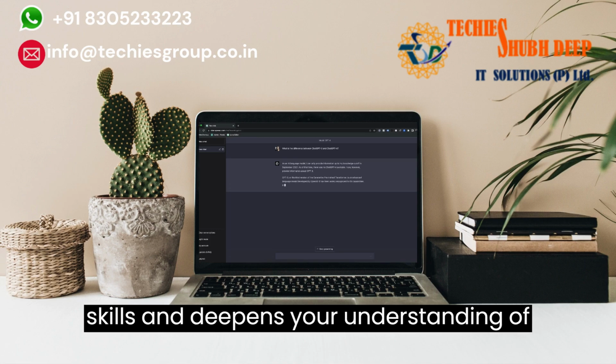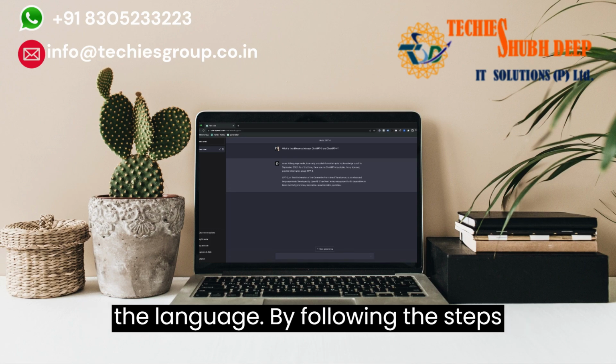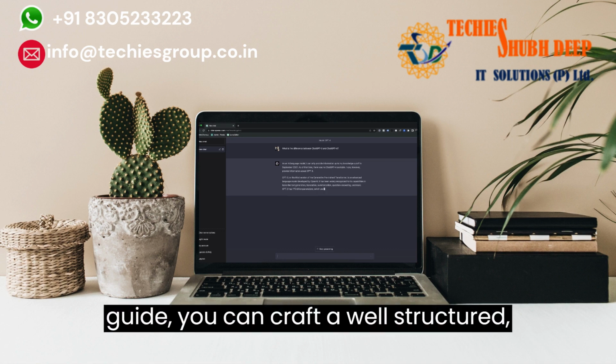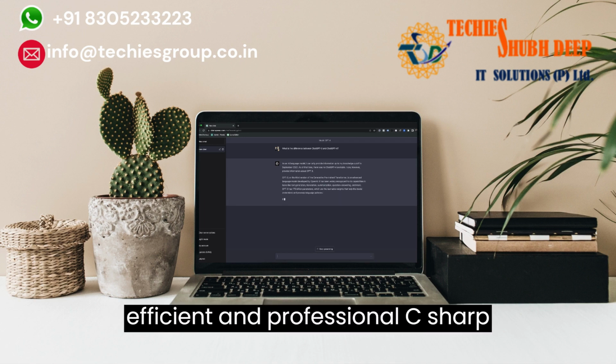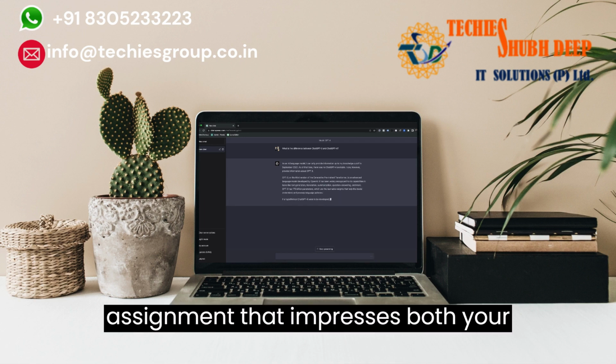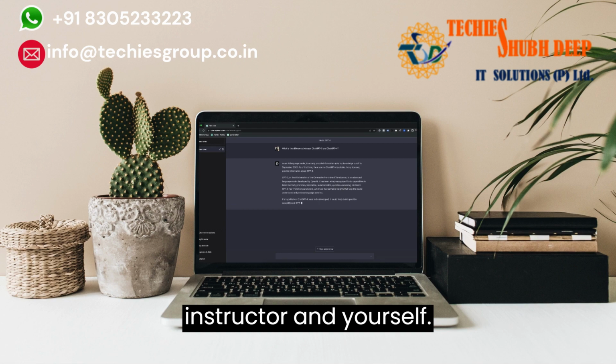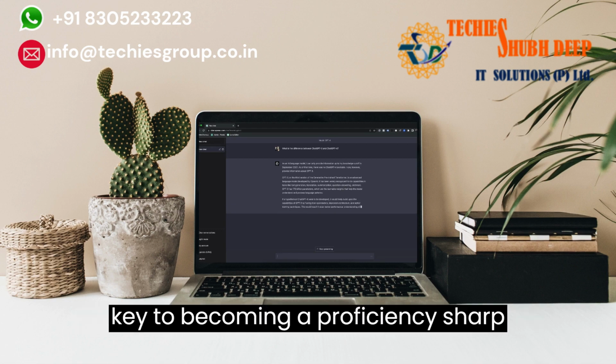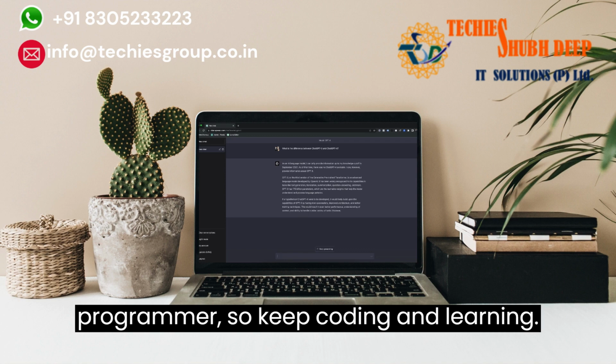Conclusion. Writing a C# programming assignment can be an exciting and rewarding experience that enhances your coding skills and deepens your understanding of the language. By following the steps and best practices outlined in this guide, you can craft a well-structured, efficient, and professional C# assignment that impresses both your instructor and yourself. Remember, practice and perseverance are key to becoming a proficient C# programmer, so keep coding and learning.